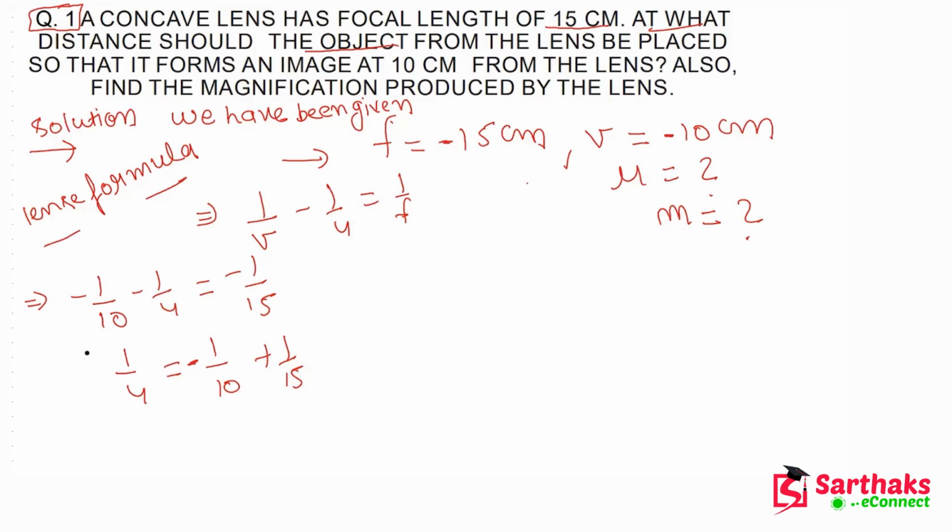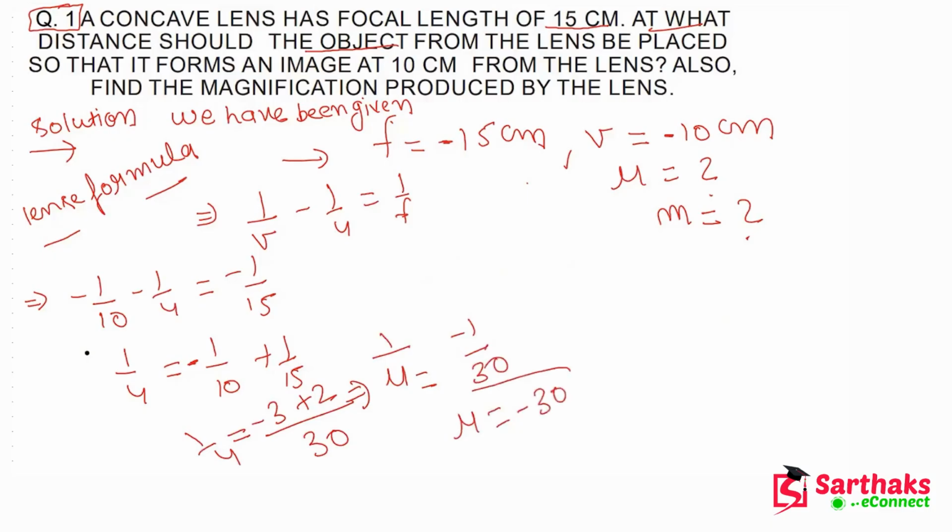Okay, so now let's take LCM. This will give us 30 and 3 times. This will go 2 times 1 upon U. And if you solve it, then the value of U will be, okay, let me solve, minus 1 upon 30. The value of U will be minus 30. Okay, so this is the right value.